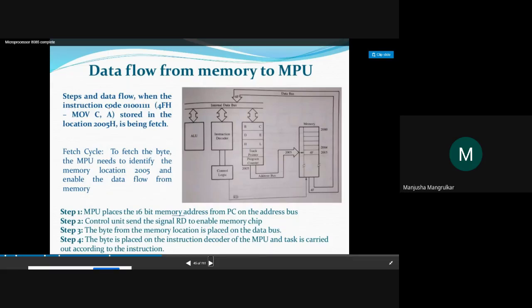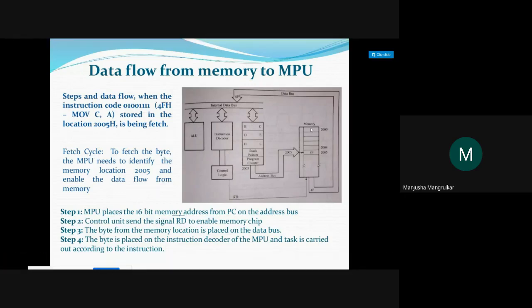The steps of data flow when the instruction code is 01001111: this is the instruction MOV C, A, meaning the content of the accumulator is transferred into C, stored at location 2005H. Now this is the memory, and these are your data lines, which are bidirectional. This is the address line. The program counter has an address, that is 2005. Each and every memory cell has a unique address, and in the memory cell there is data, right?